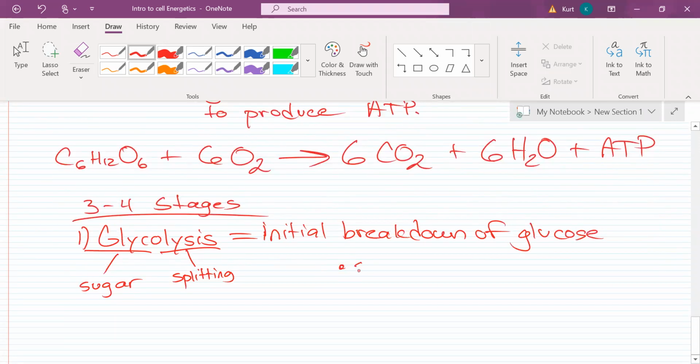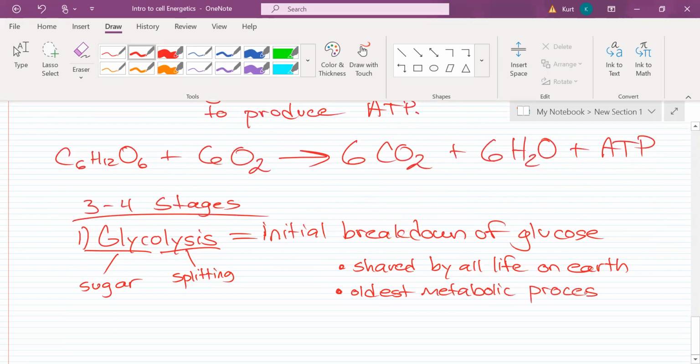This process is shared by all life on Earth, prokaryotes and eukaryotes. It is the oldest form of metabolism, or oldest metabolic process. And it existed before oxygen even existed on Earth. And I'll get more into that on Friday.